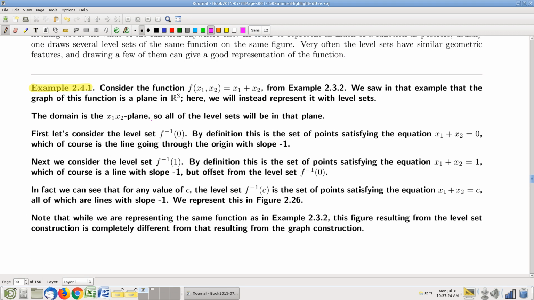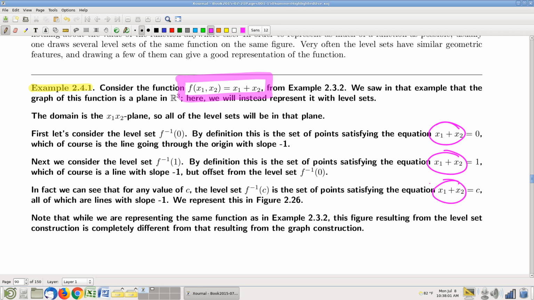Here you go. Let's look at this function. We drew a graph of this function in the last section. f of x1, x2 is x1 plus x2. We drew a graph, and the graph was a plane. The plane was kind of hard to draw. It was going up as it comes out of the page. So a plane in R3 was the graph of that function. Now let's draw level sets of this function. Level sets are pre-images.